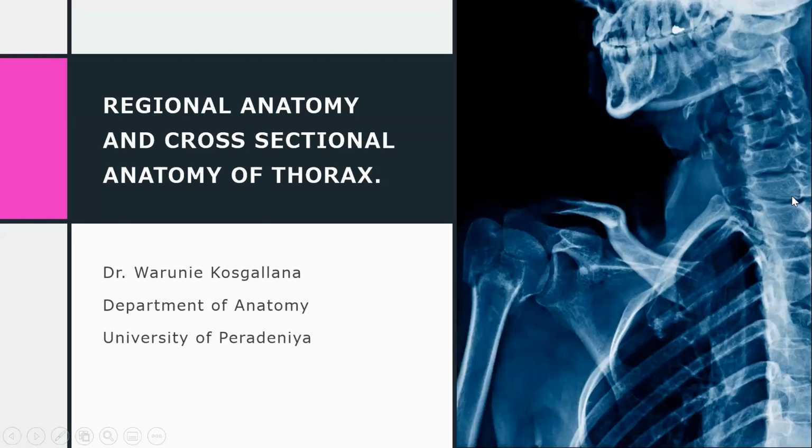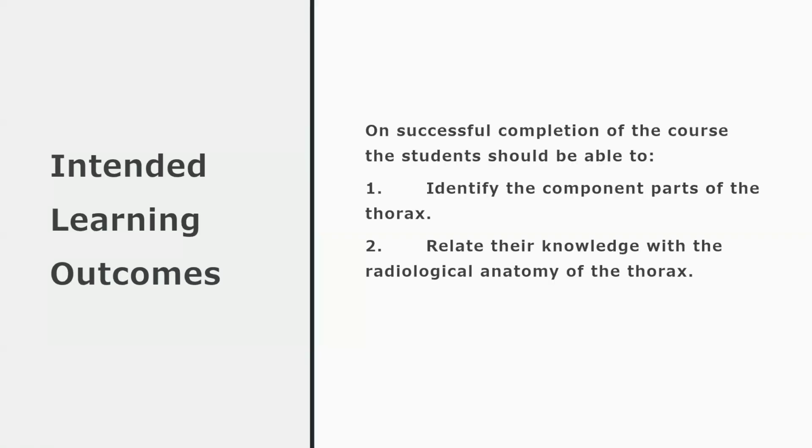Okay, so today's lesson is about the thorax, the regional anatomy and cross-sectional anatomy of the thorax. By the end of the course, you should be able to identify the component parts of the thorax and relate their knowledge with the radiological anatomy of the thorax. So not only during this lecture, but during the practical sessions and through self-studying, you should try to achieve these outcomes.